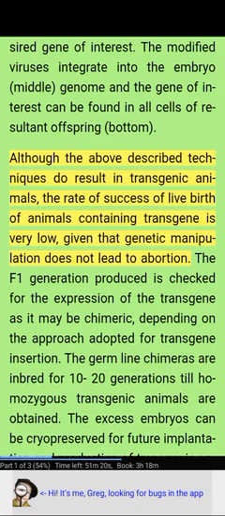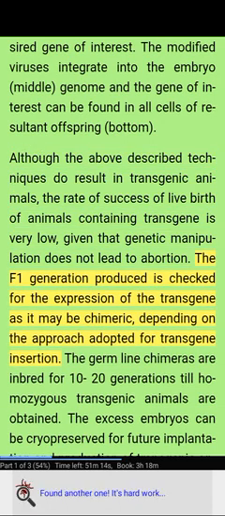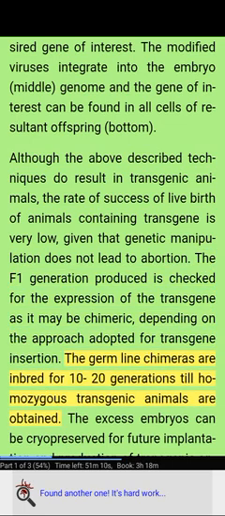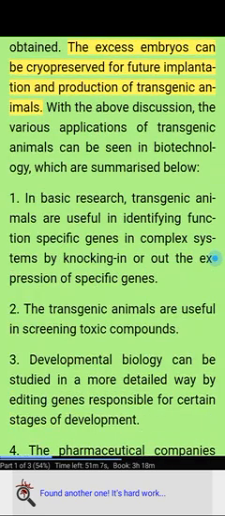Although the above described techniques do result in transgenic animals, the rate of success of live birth of animals containing the transgene is very low, given that genetic manipulation can lead to abortion. The F1 generation produced is checked for the expression of the transgene as it may be chimeric, depending on the approach adopted for transgene insertion. The germline chimeras are inbred for 10 to 20 generations till homozygous transgenic animals are obtained. The excess embryos can be cryopreserved for future implantation and production of transgenic animals.